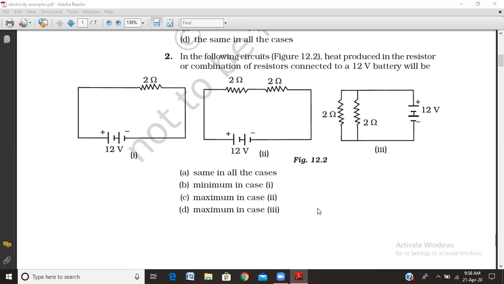So dear students, what do you see here? As we know, power is equal to V square over R, the square of potential over resistance. In case number 1, the value of resistance is given as 2 ohms. In the other cases, we have two resistances each of 2 ohms.